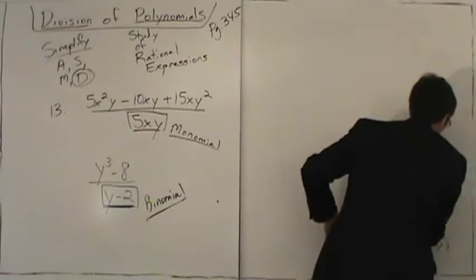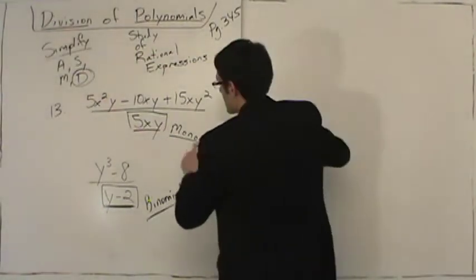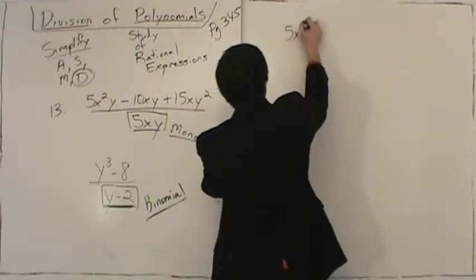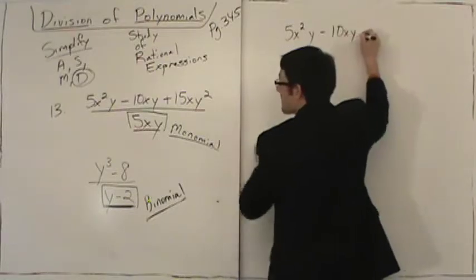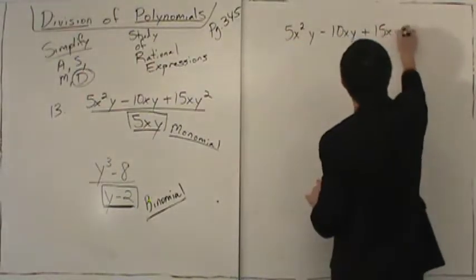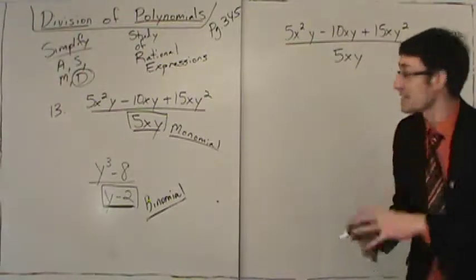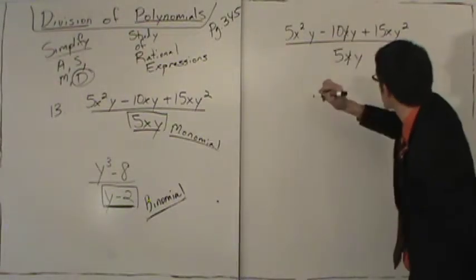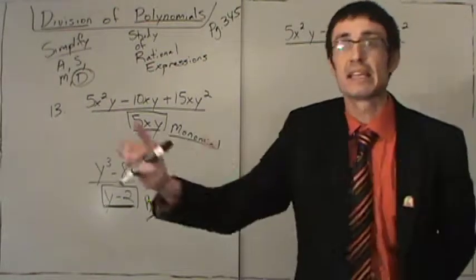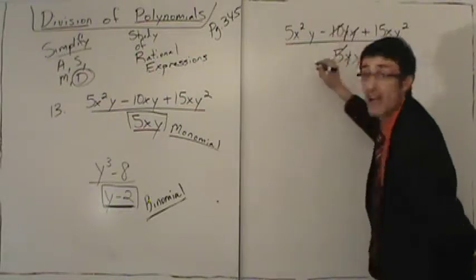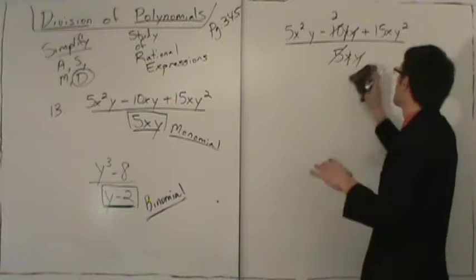We have to talk a little bit about addition. So if I write 5x squared y minus 10xy plus 15xy squared over 5xy, my question is, does the x cancel with the x? No. Does the y cancel with the y? Absolutely not. Does the 5 cancel with the 10? No. Okay, so do these cancel? Absolutely not. Why do they not cancel?